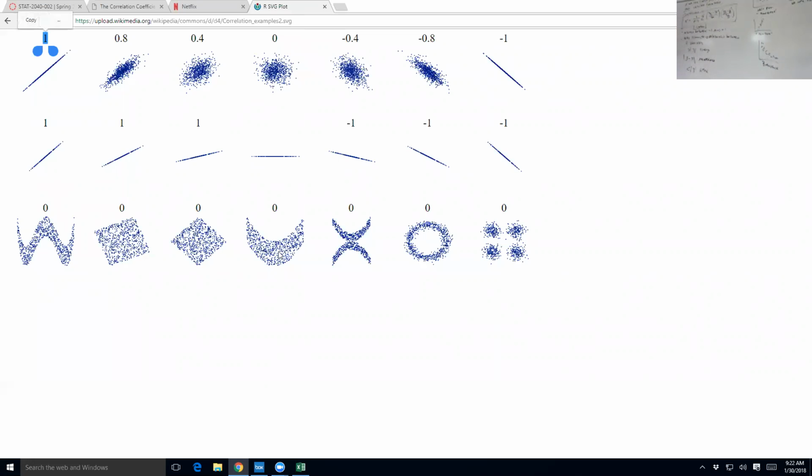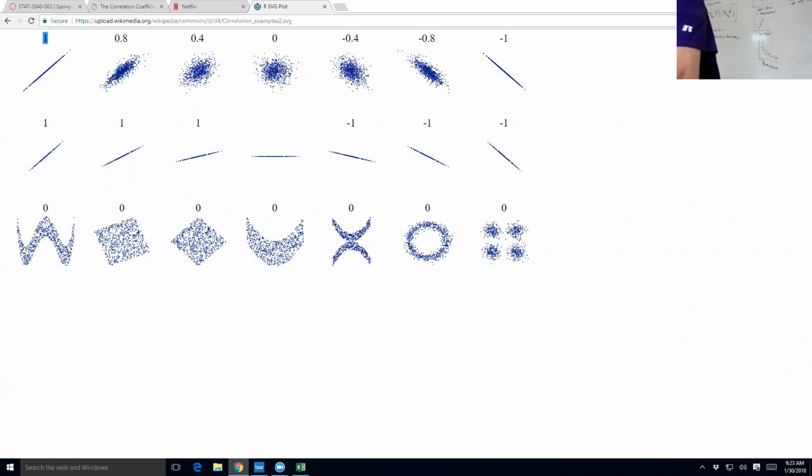Yes? So can we only use the equation for positive? No, you can use it for negative as well. Yeah, it works just fine for negative. It doesn't work well for curves though. Okay? All right, so let's do an example here.